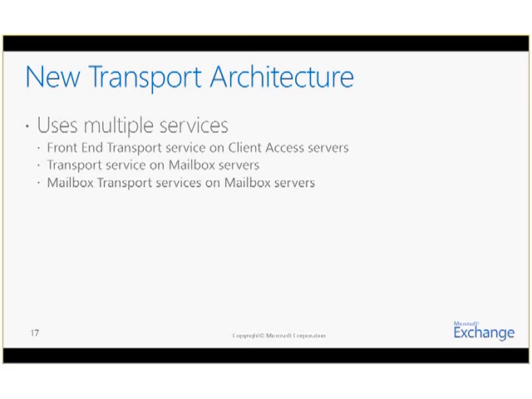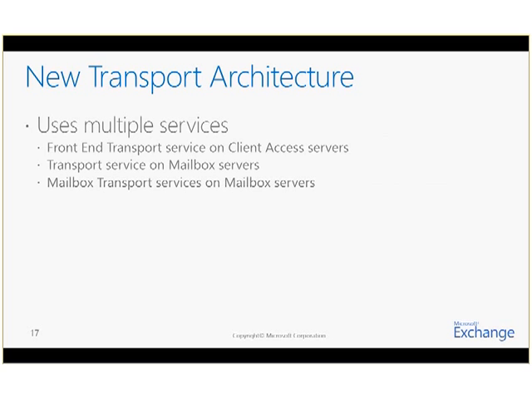Now, the new transport architecture uses multiple services on both roles. First, there's the front-end transport service. This service runs on all client access servers and acts as a stateless proxy for all inbound and outbound external SMTP traffic for the organization. The front-end transport service doesn't inspect message content and doesn't queue any messages locally. It only communicates with the transport service on mailbox servers.